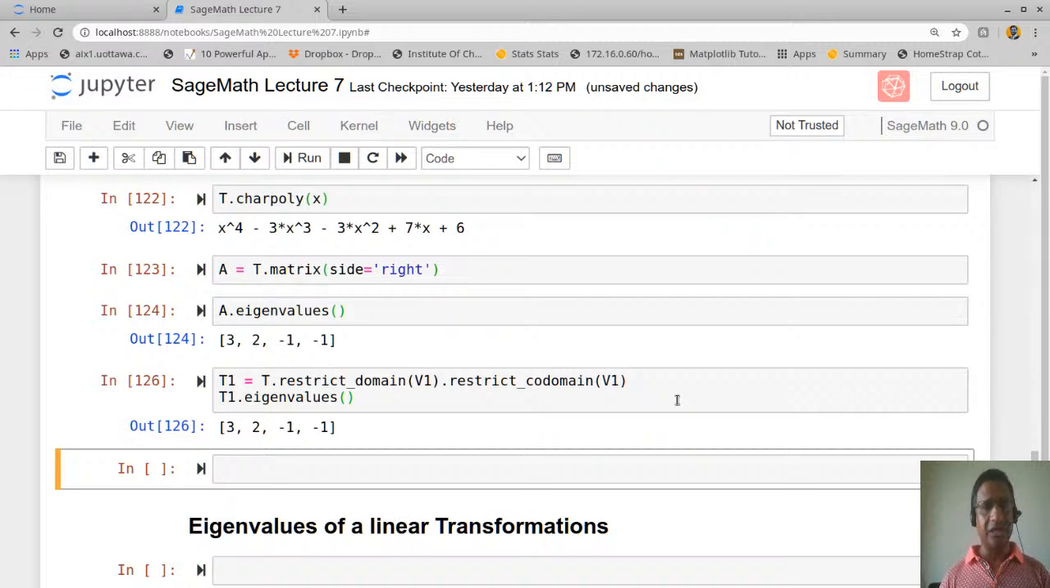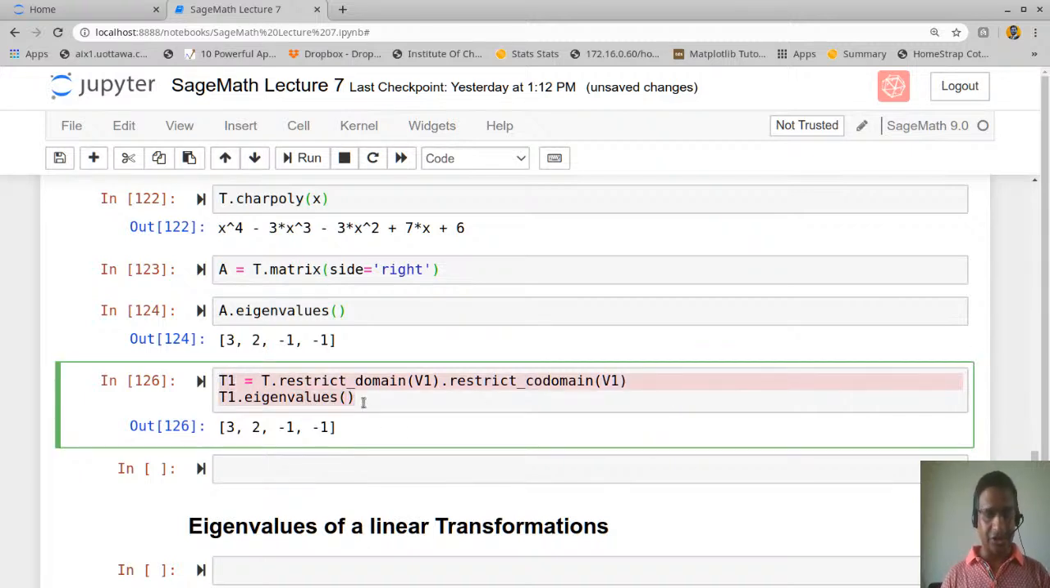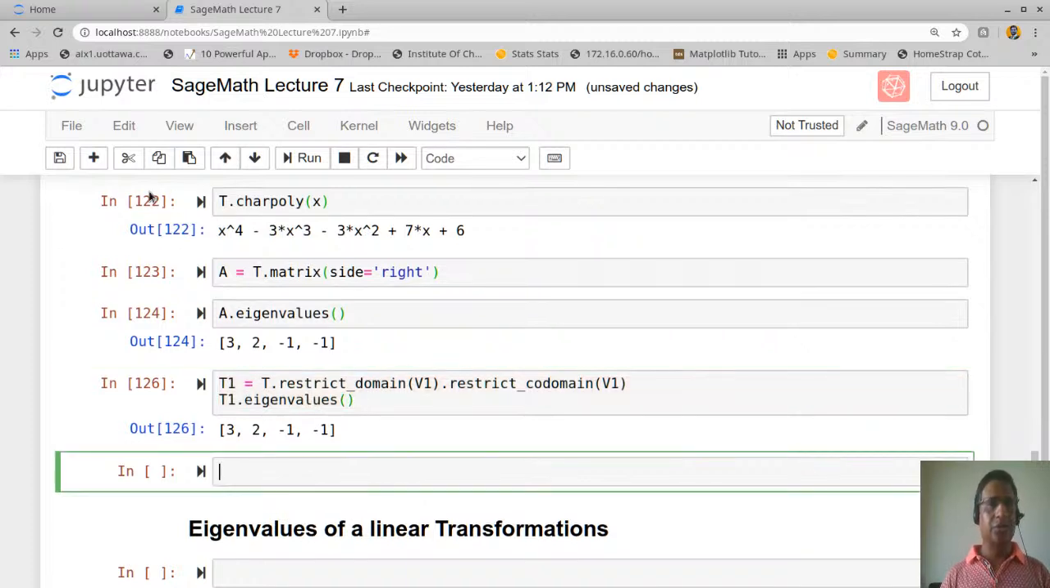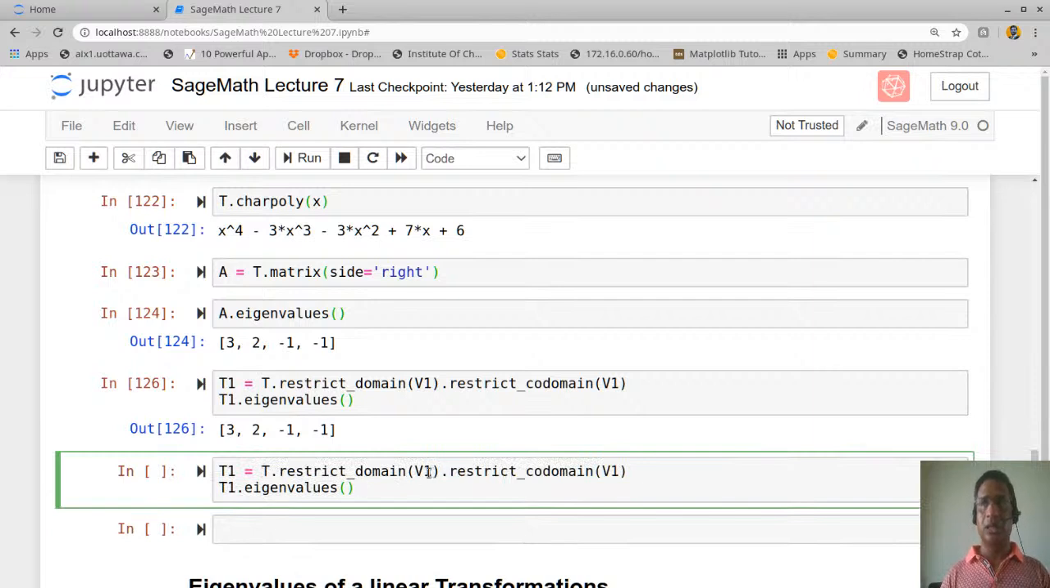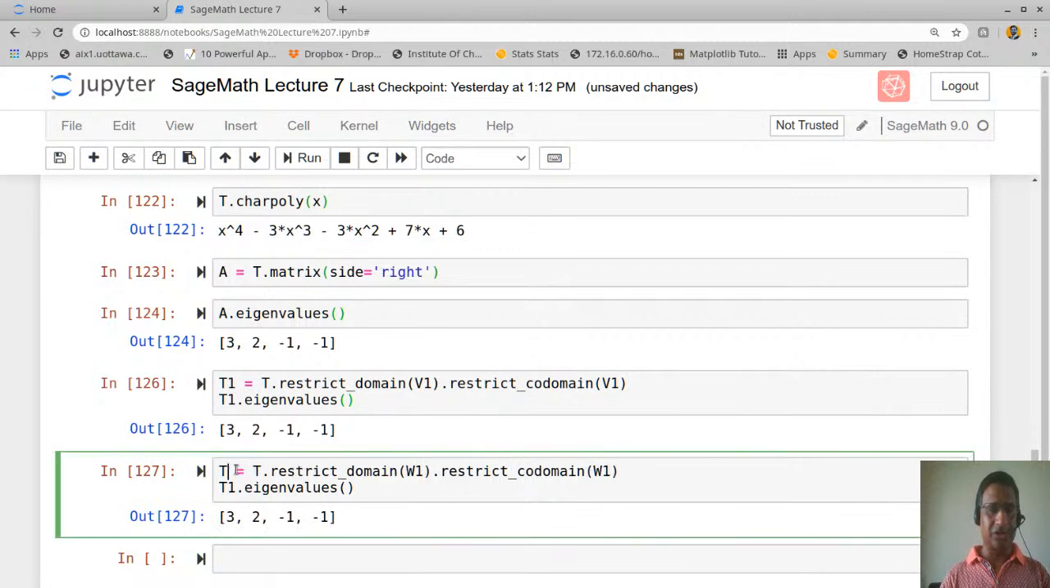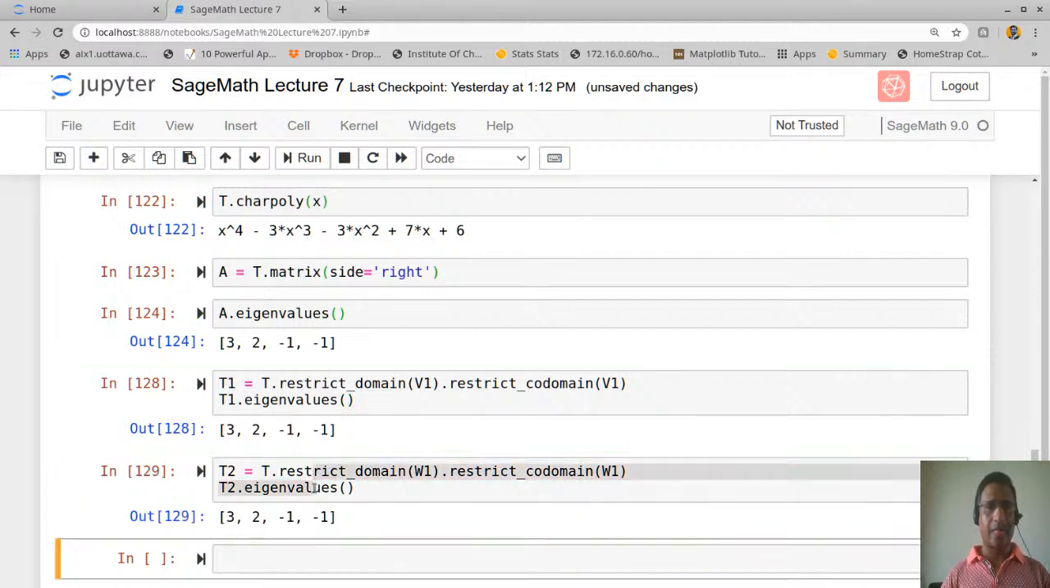Again we are getting the same. Instead of restricting to the basis D1, D2, D3, now let us say we take a basis C1, C2, C3, so that we have to restrict over W1 and W2 here. Let me call this T2. Or you can take a random set of 4 vectors, check that they form a linearly independent basis, and then find the eigenvalues with respect to that matrix.